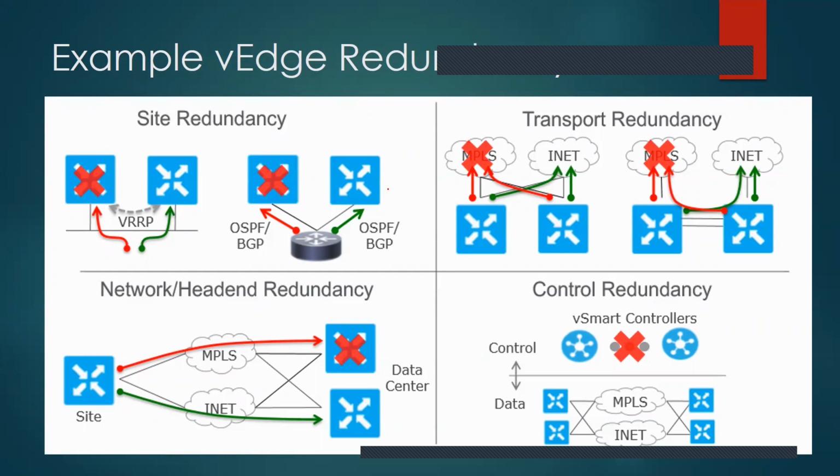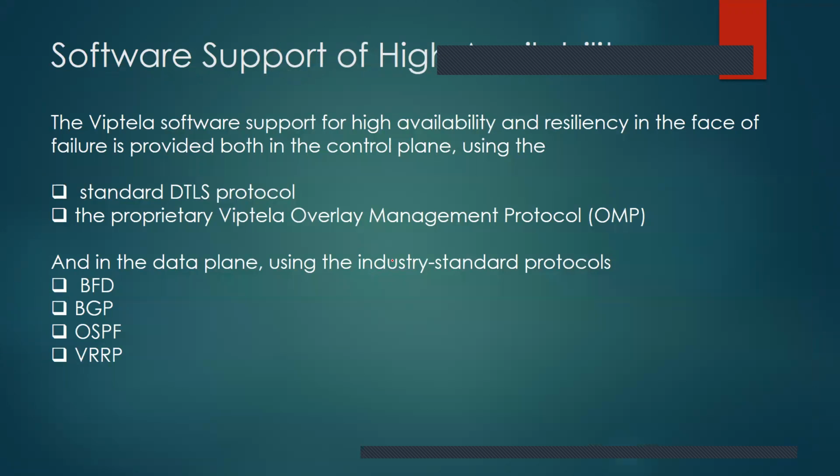We have different types of redundancy. You can see here in the diagram that you may have VRRP redundancy, you have L3 redundancy, you may have transport redundancy, TLOC extensions. It will come later on in this course. Then you may have multiple data centers, you may have multiple controllers, etc. And one by one, we are understanding all this.